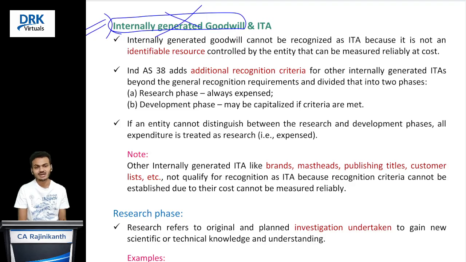Then what about other internally generated intangible assets? The standard is saying that yes, we can recognize other internally generated intangible assets only if they satisfy the additional recognition criteria. The standard has divided the generation process into research phase and development phase. Whatever cost we incur during the research phase, we should charge to profit and loss account as an expense. We should not capitalize. Development expenses we can capitalize if the development process fulfills the recognition criteria, I mean the additional recognition criteria.